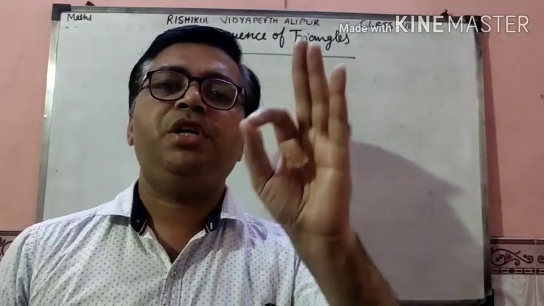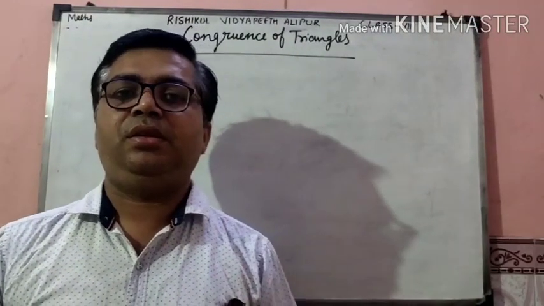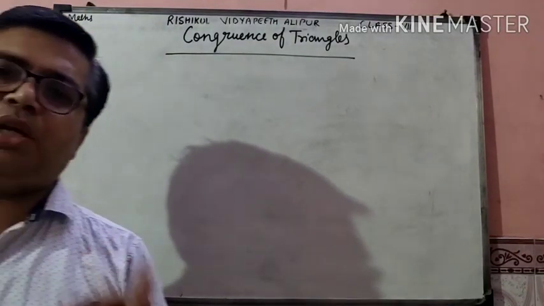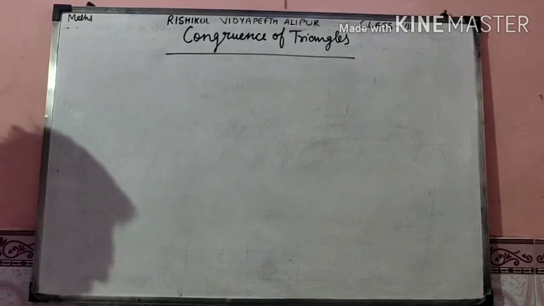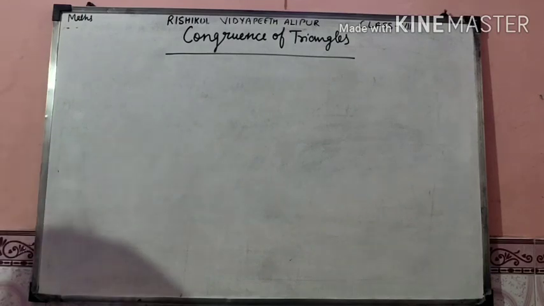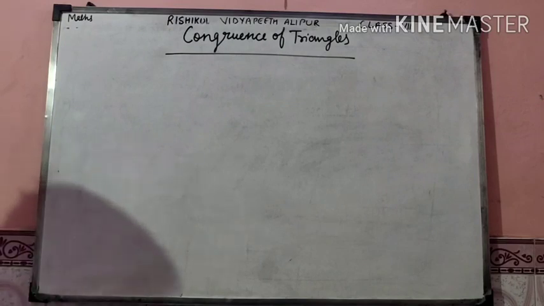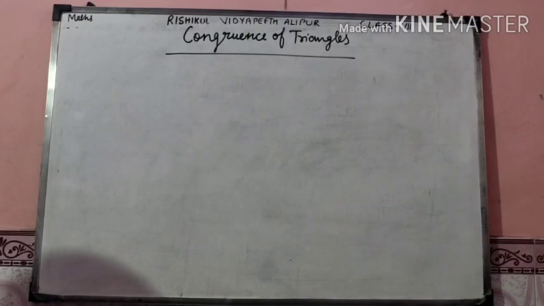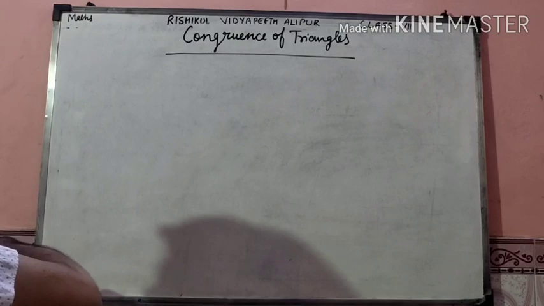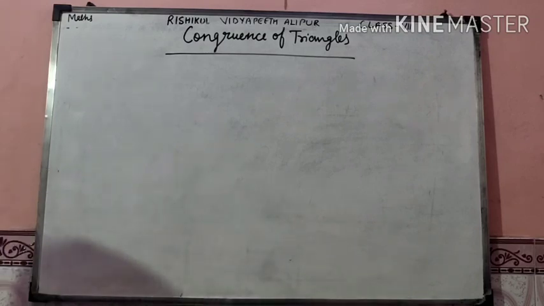Yes, all these things have the same shape and the same size. So when figures in geometry have the same shape and same size, they are called congruent. The relation of two objects being congruent is called congruency. So what do you mean by congruent and what do you mean by congruency? Congruent means if they have the same size and same shape, they are called congruent, and the relation of two objects being congruent is called congruency.